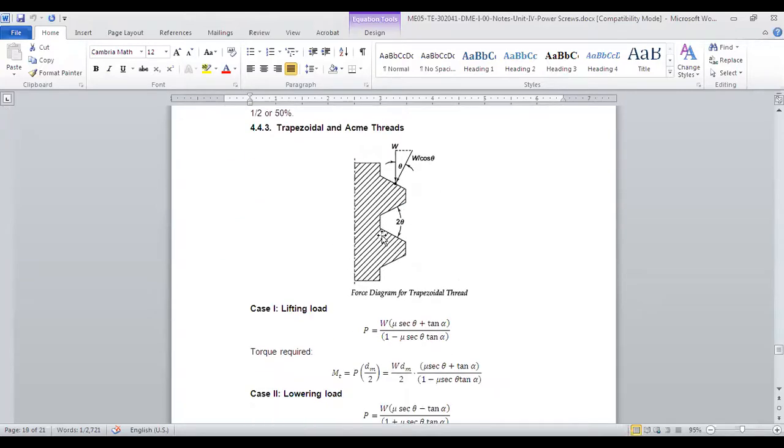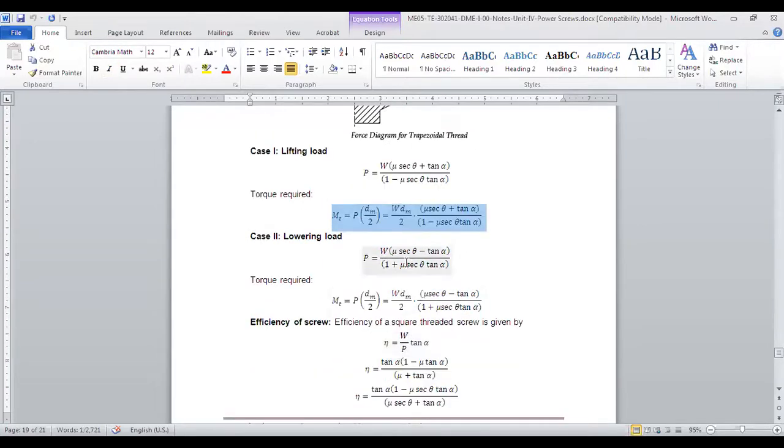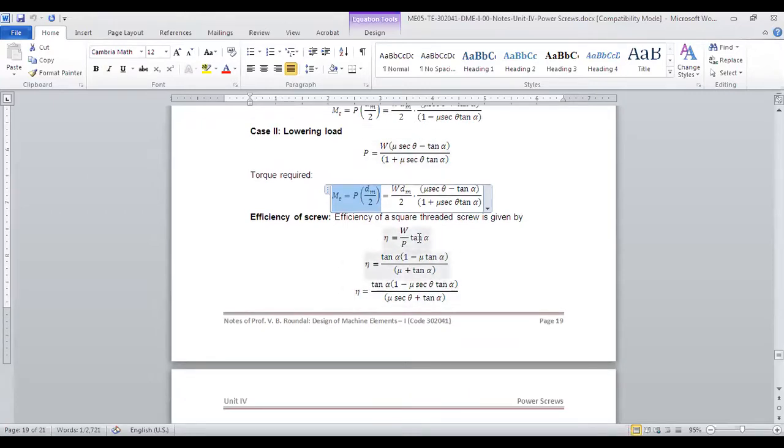Similarly, for trapezoidal Acme threads, we have seen in the last lecture that the load required for lifting will be this equation. Multiplied by dm by 2, that is the radius, it will give us the torque required to raise the load. You have to remember these equations. Similarly, to lower the load, mu sec theta minus tan alpha will be there, and 1 plus mu sec theta tan alpha will be there. And if you try to find out the efficiency, again we will use the same concept, W upon P into tan alpha. Here the only difference will be the substitution of this equation.